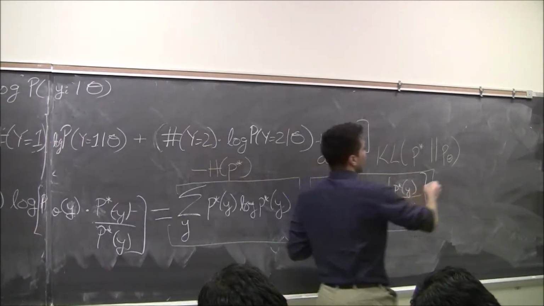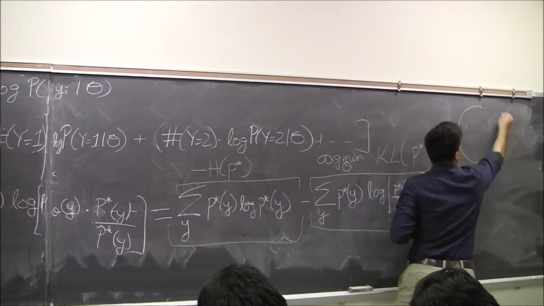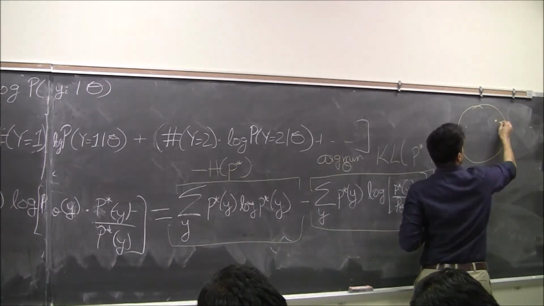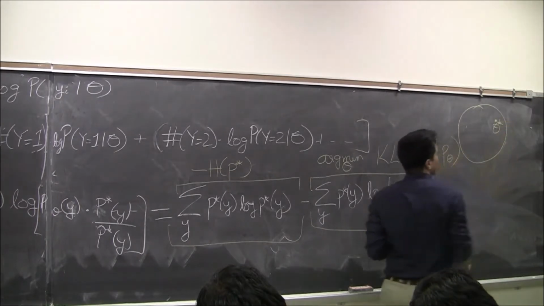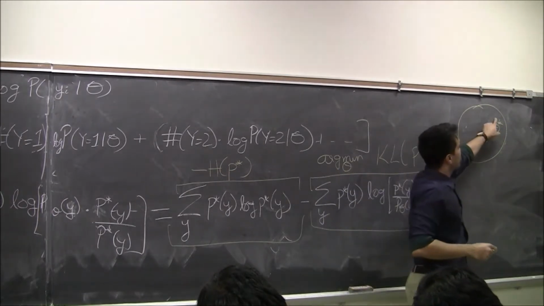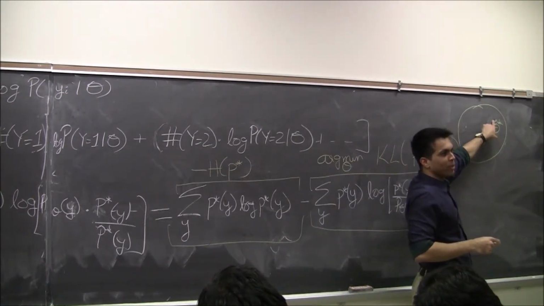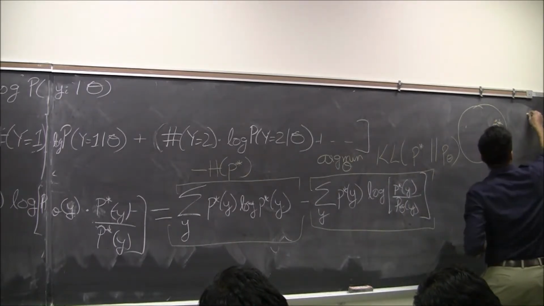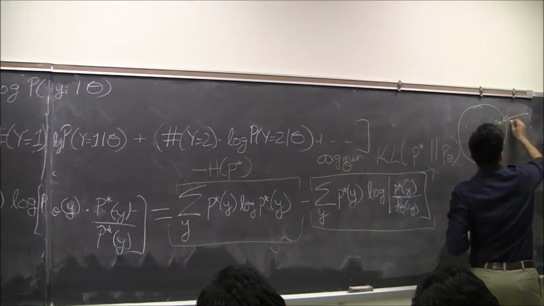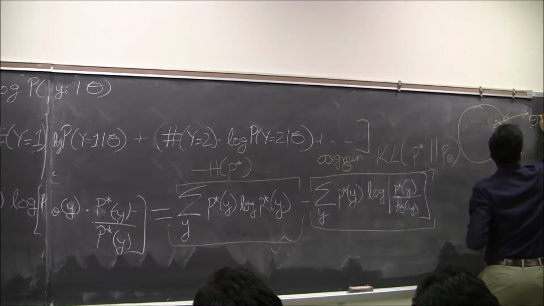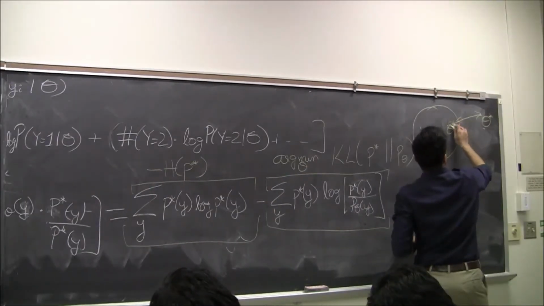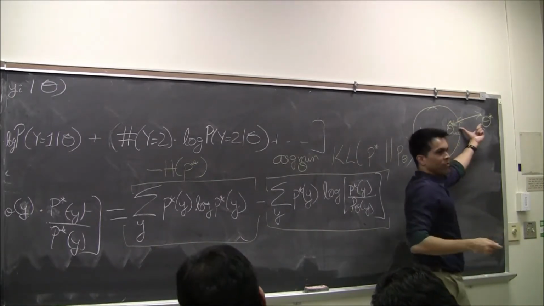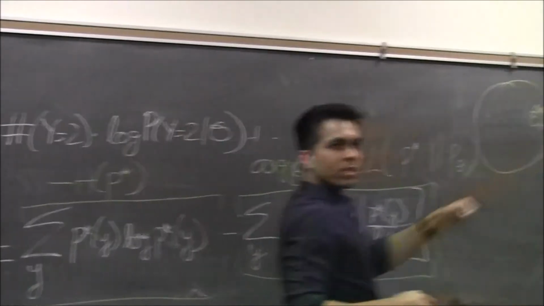So if this is your model class and theta star sits inside the model class, then when you minimize the KL divergence, your estimator theta hat will be theta star. However, if reality is outside your model class, you will find something that is closest. This is theta star, this will become theta hat, and this will be closest in KL divergence. That makes sense?